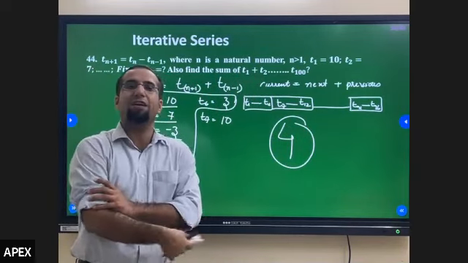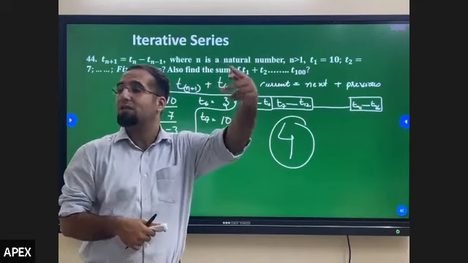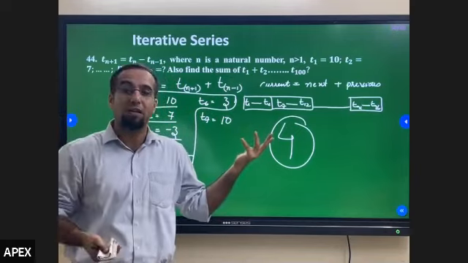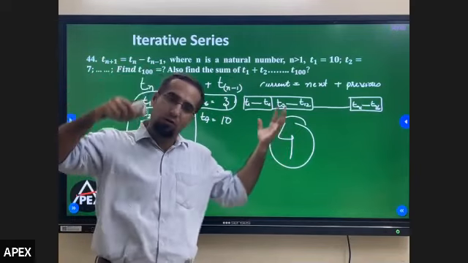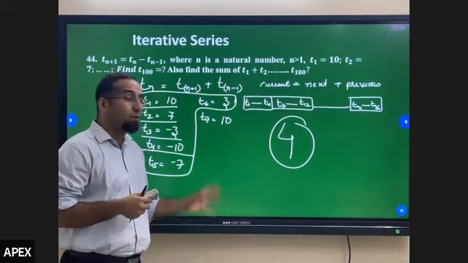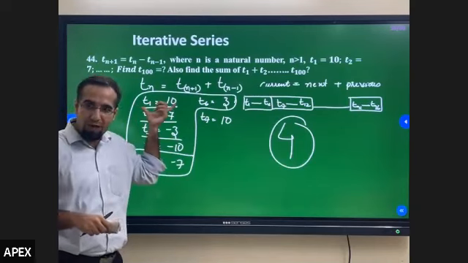This is what I mean by iterative series. Iterative means after a certain point, you start seeing that it's repeating, and then we apply the cyclicity concept. Remember, we learned in the cyclicity chapter. So when you divide the number by 6, if the remainder is 1, it is the first term of the series. Why am I dividing by 6?